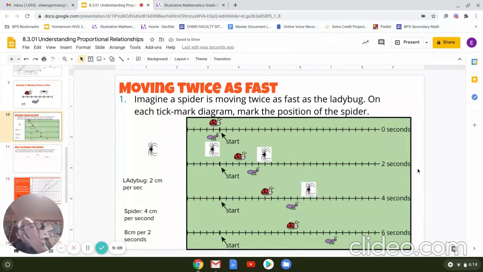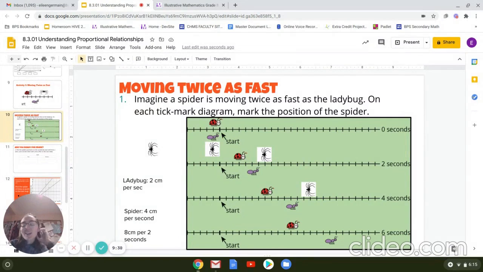Okay, so now what I want you to do, we did the first 2 together. These should be marked on your diagram as well so that you know where the spider is going to be. Now I want you to pause the video and place where he's going to be at the 6 second mark. When you come back, I'm going to go through it. Grab him off this stack here and place him where he's going to be after 6 seconds. Okay, and pause.